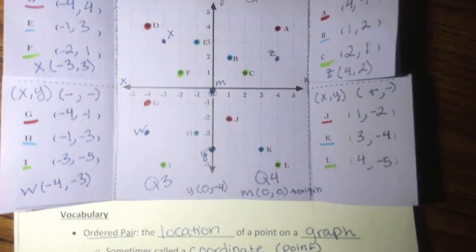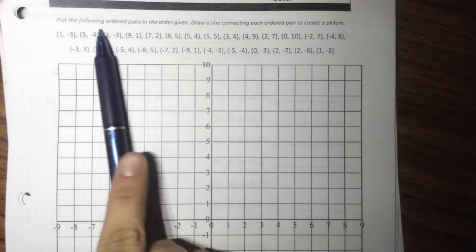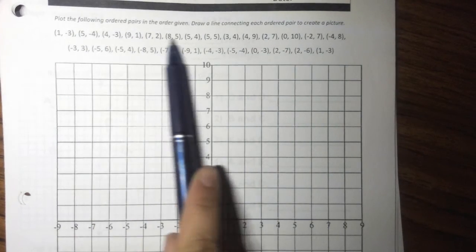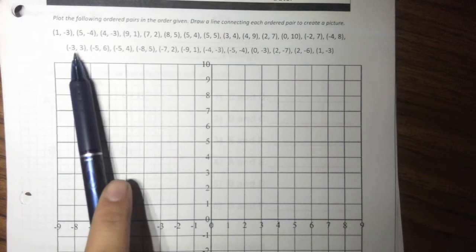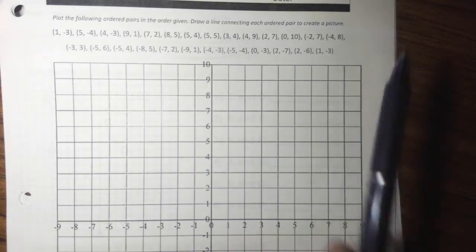If you were to flip the page to page 34F, you'll find the assignment. I want to go over quickly how to do the assignment. The directions say to plot the following ordered pairs in the order given. So you're starting on the top row and working your way right, then start left on the bottom row and work your way right. You need to draw a line connecting each ordered pair to create a picture.